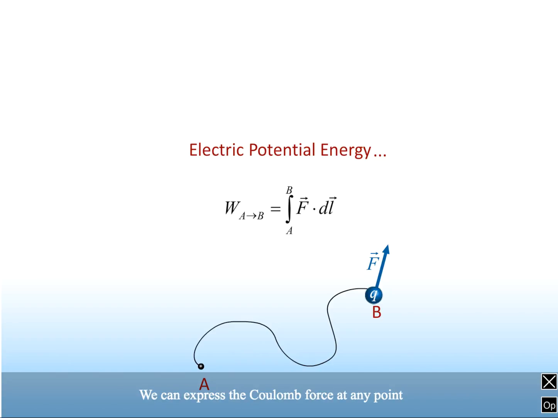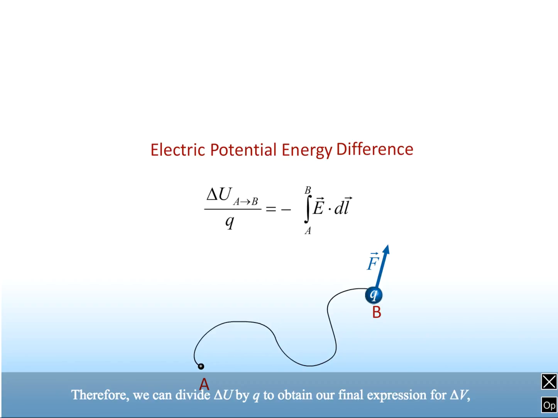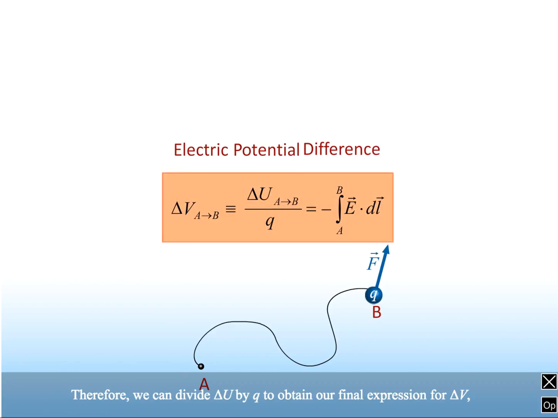We can express the Coulomb force at any point along the path as the product of the charge and the electric field at that point. From this expression for the work done by the field, we can obtain the expression for delta U, the change in electric potential energy of the charge as it is moved from A to B. And then note that the change in potential energy is proportional to the charge Q. Therefore, we can divide delta U by Q to obtain our final expression for delta V, the electric potential difference between A and B directly in terms of the integral of E dot dl along any path connecting A and B.